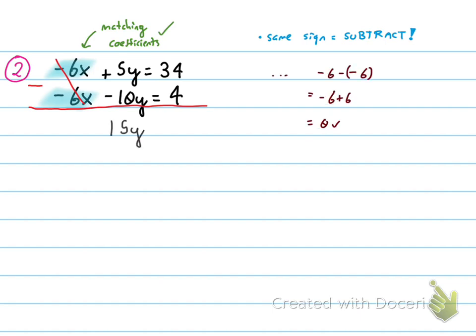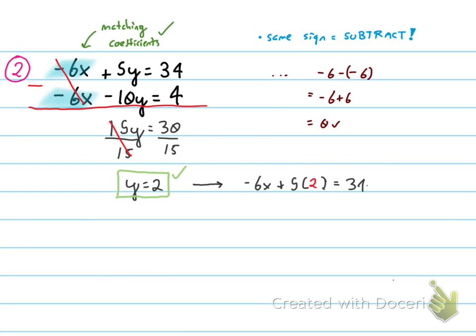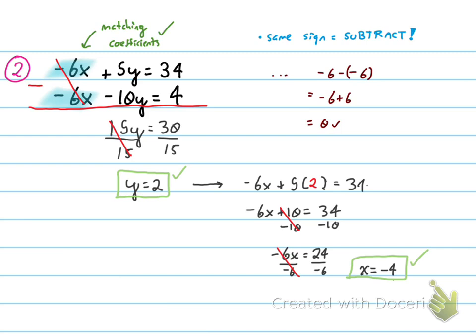So we'll have 15y, and then 34 minus 4 will give me 30. I only have one variable here, so now I can solve for y. I'm going to divide both sides by 15, and I'm left with y equals 2. Then again, I'll plug into either equation to solve for x. I'm just going to go ahead and plug into the top one. So I'll have negative 6x plus 5 times 2 equals 34. Then I'll solve for x by getting it by itself, and I'll get negative 4.